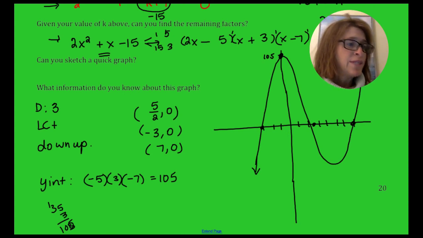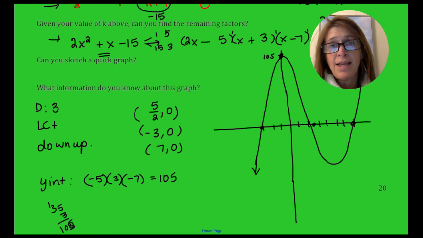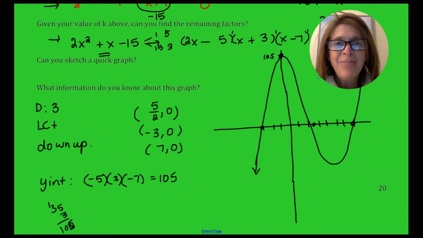All right, guys. So you can see that the remainder theorem and the factor theorem really can be helpful. We're going to practice these in the next couple of days. Okay? Have a great day.